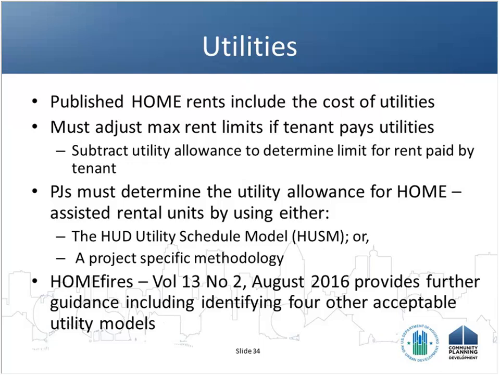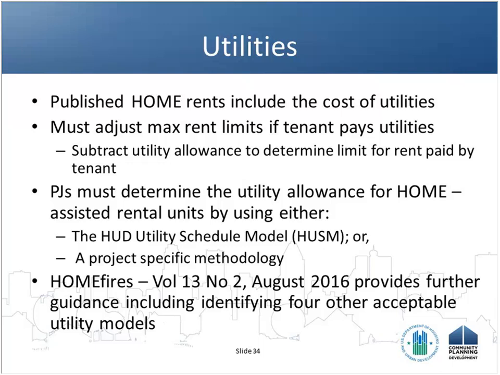So each PJ is required to determine what the utility allowances will be, the schedules that are going to be used for making that determination. Your requirements allow you to either use the HUD utility schedule model, but also if you were to look at the HOME Fires Volume 13, number 2, which I believe was reissued in August of 2016, it also provides you some other models to be able to use, 4 additional models.